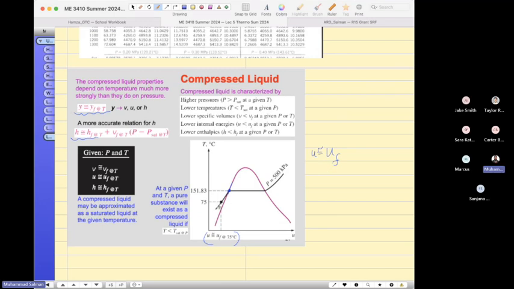So if I tell you that the temperature is 75, less than the boiling point, the boiling point is 151.83 but your liquid is at 75, it is inside the compressed liquid state. The actual temperature is less than the saturation temperature, so the liquid lies inside the compressed liquid state, but the properties you will consider from the liquid line.